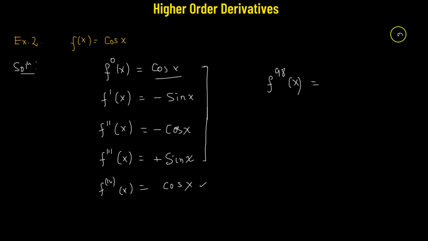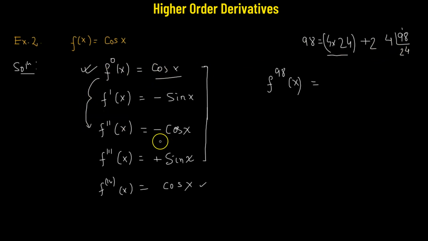To do this, we divide 98 by 4. So we have 98 is 4 times 24, which is actually 96, plus 2. So multiplying with a factor 4, that means we are actually at f of x equals cosine of x, and the remainder plus 2 says that we have to go plus 2 units. So that means this is negative cosine of x, so the 98th derivative of f of x, which is cosine of x, is negative cosine of x.